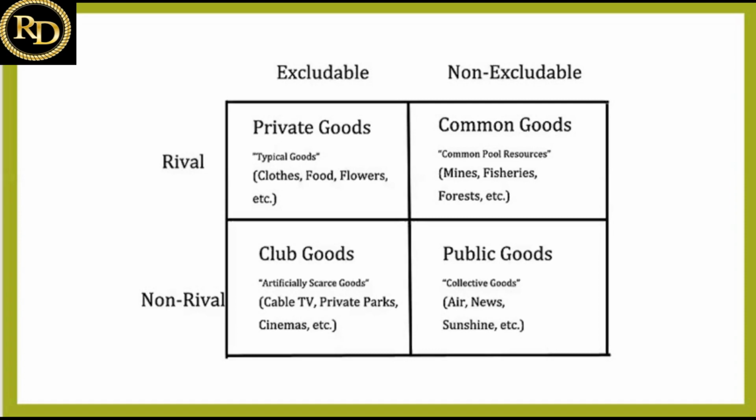Now coming to common goods. Now you see the arrangement of the Punnett square. Private goods, public goods, they are completely opposite. Similarly, common goods and club goods, diagonally placed, they are completely opposite. Okay. Now common goods में problem हो जाते हैं.